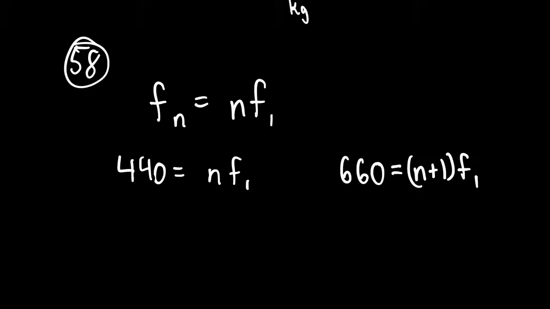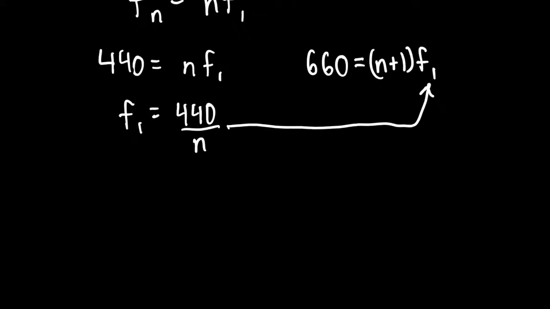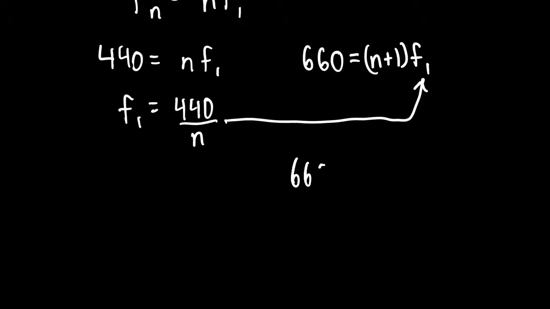So which equation do I want to solve for f sub 1 to plug into the other? Do I want to solve the equation on the left or the equation on the right? Left. How do we pick that? Because it doesn't have the plus 1. No parentheses, very simple equation. So we'll use the one on the left and find f sub 1 equals 440 divided by n. Then I can take this and plug it into my second equation: 660 equals n plus 1 times 440 divided by n.